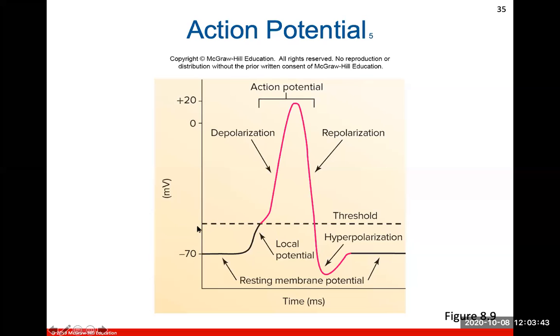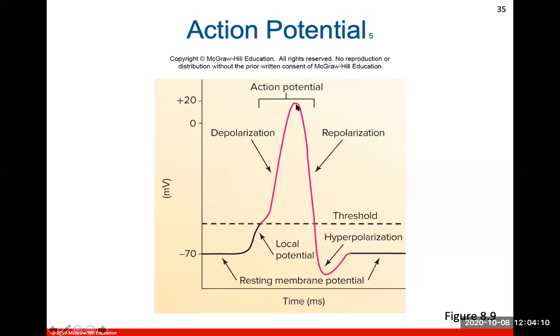The threshold voltage is usually about -50 millivolts. And if the stimulus is strong enough to open up enough sodium channels where sodium enters into the cell, if we get past threshold, we generate a positive feedback response, which will open up all the sodium channels in that area. And sodium will rush into the cell, causing depolarization.